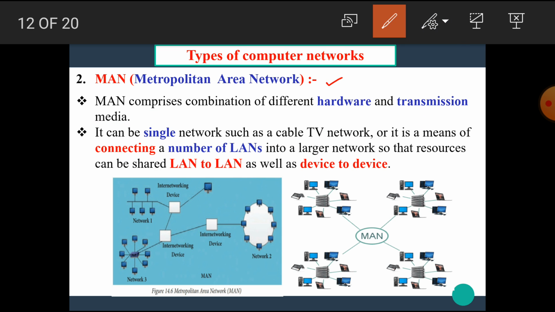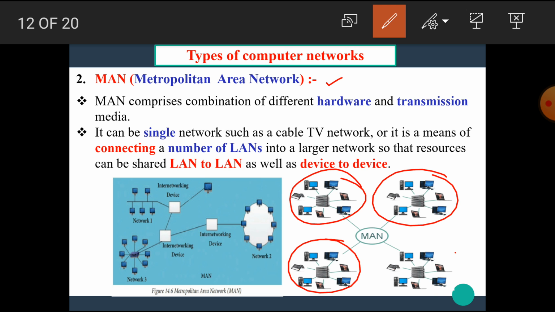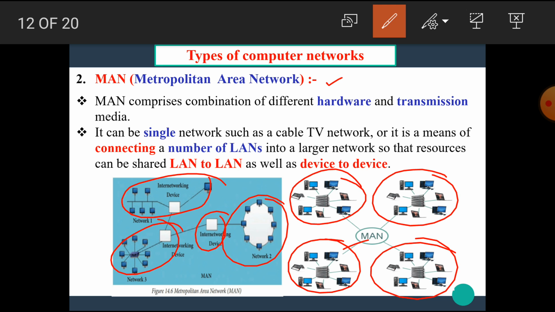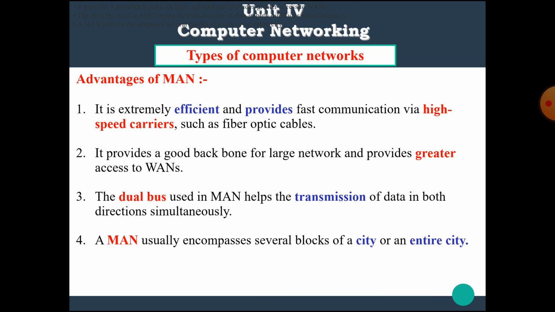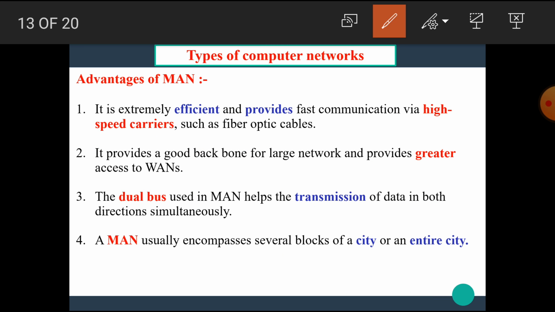That means MAN is a network in which different LANs are connected with each other, or different types of other networks are connected with each other. Then the metropolitan area network is formed, which is used to cover all over the city. Now let's see the advantages of the MAN.